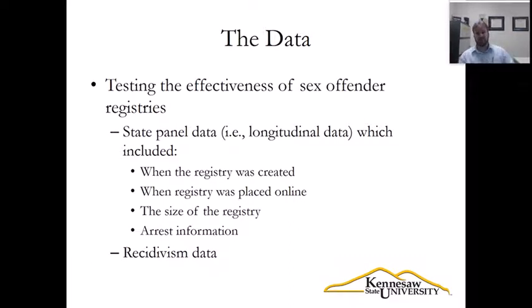And so, testing the effectiveness of sex offender registries, he uses state panel data. It's longitudinal data, which includes when the registry was created, when the registry was placed online, the size of the registry, arrest information, and of course recidivism data. If you look at the lines in the different graphs that he has there, with things over time, you'll see that it demarcates when the registry was created, when it was placed online, different things like that, within this interrupted time series analysis, to see whether recidivism changed or the levels of sex offenders changed once the registry was put in place or once it was placed online, and things like that.